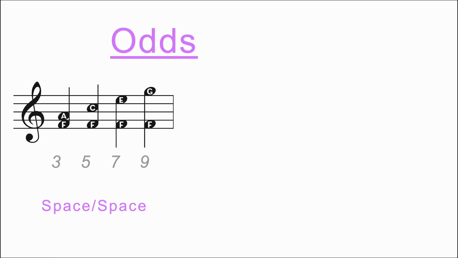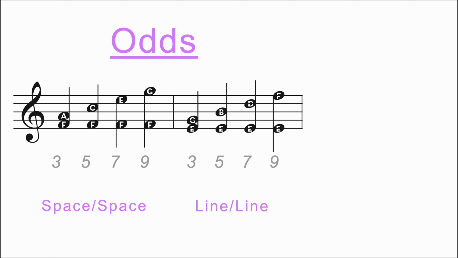The second great trick is actually a really nice shortcut if trying to determine is it an odd interval or an even interval. So here I have some odd intervals, and you can see the 3rd, 5, 7, 9, right? So all of those being odd numbers. You can see all of them are from one space to the next. So all of these starting on F, the next note they go to is on another space. Or if I did this starting on E, right? All of these, again, 3, 5, 7, and 9 are now all line to line.